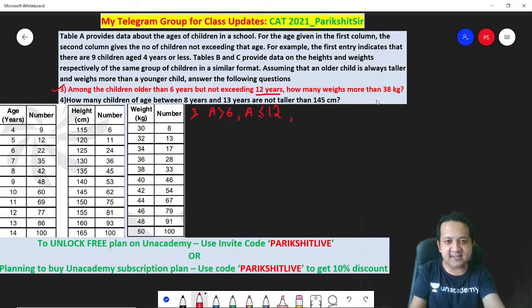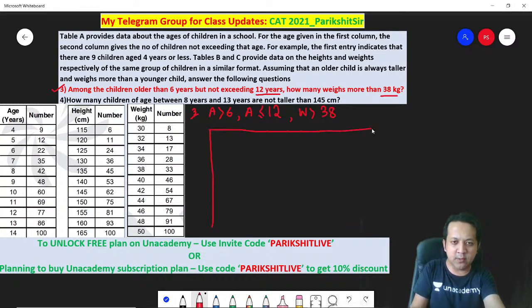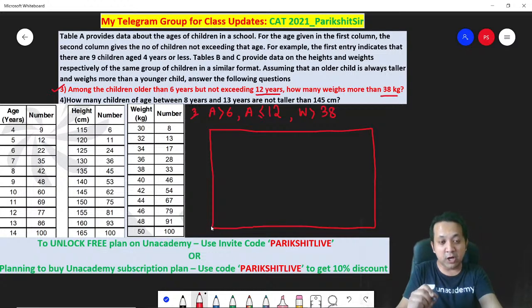And finally they are asking that weight should be more than 38. Greater than 38. So we know how to do it. What will you do? We will just draw a diagram. How many children are there? There are a total of 100 children.